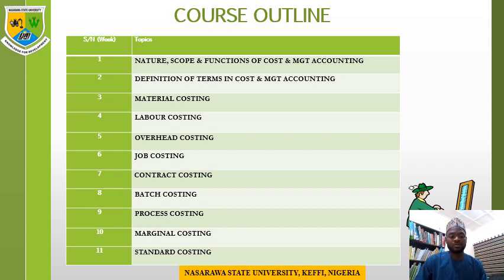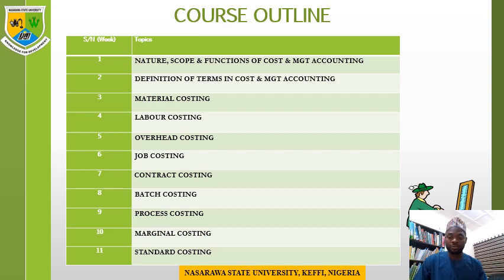Then overhead costing, usually where you have some other expenses or costs that are incurred that might not necessarily be directly related to the cost of production, but are necessary if we want the production to take place and continue. We have job costing, contract costing, batch costing, process costing, marginal costing, and standard costing. All these are different methods of carrying on activities within the organization that we are going to streamline in discussing what they are, how they are, and how they can be put to use in the business.